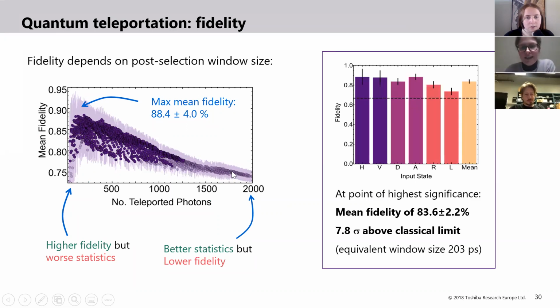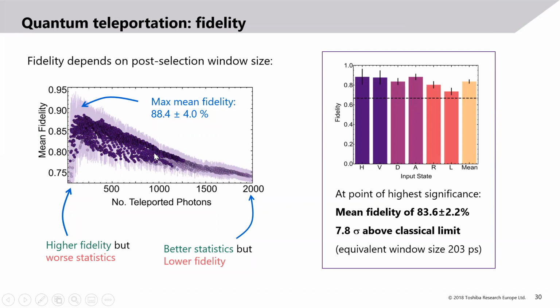So what we've taken in the end to measure how well our teleporter performs is the point of highest significance, where we are the most sigma above the classical limit. At this particular point, we have a mean fidelity of 83.6%, and we are 7.8 sigma above the classical limit. This just means that 83% of the time, the correctly polarized photon has arrived at Bob. Of course, we've done this now in 6 different bases, and in every single basis that we've measured, fidelity has been above the classical limit.